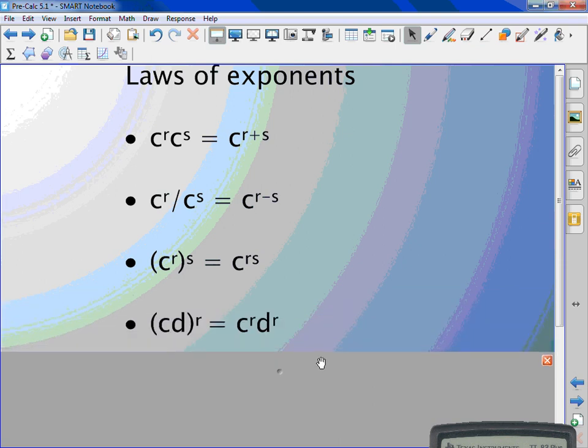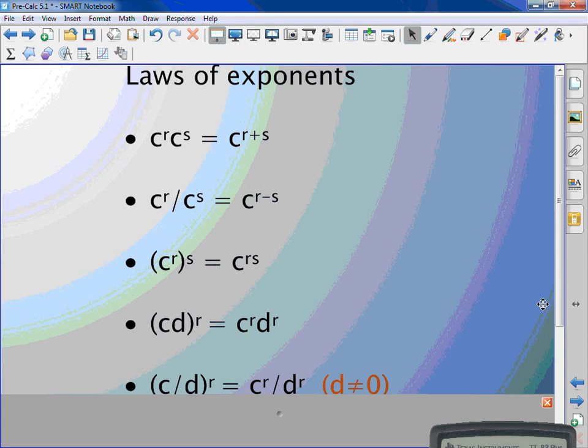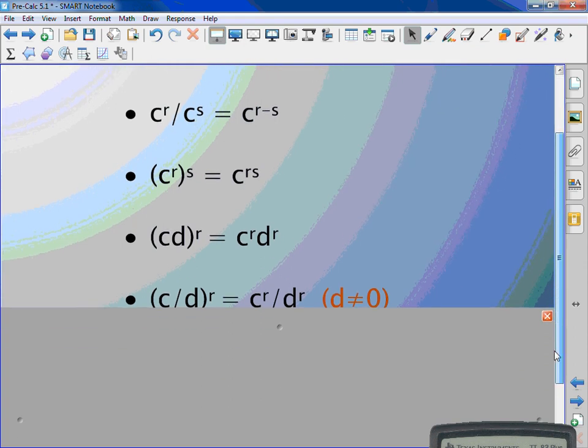We did this one on the root problem, the cube root of that 8, x to the 6 problem. Exponents are distributive. If I have cd, all of that to the r power, it's c to the r, d to the r. Same thing for fractions. It's distributive, as long as d is not 0.